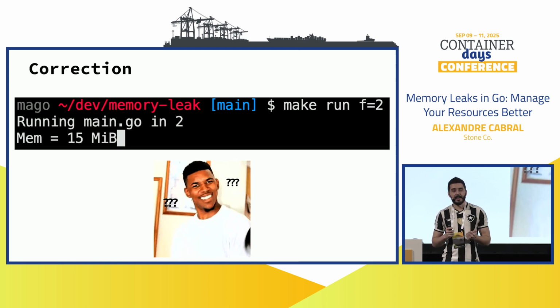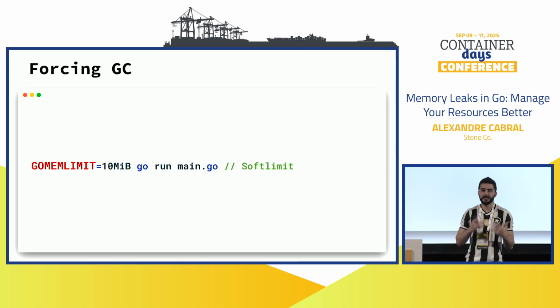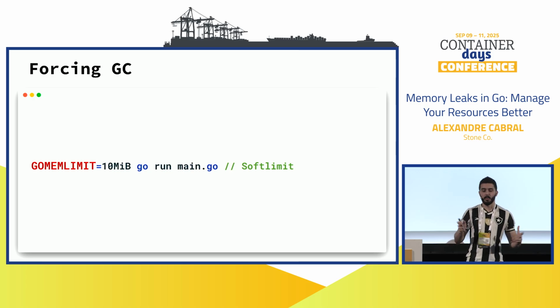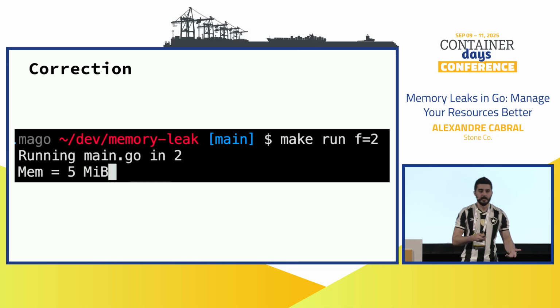But the problem here is actually that the garbage collector didn't run because our memory didn't double. So the problem is not the code itself, and we can correct it easily using GOMEMLIMIT. This variable allows us to force the garbage collector to run when we reach a certain amount of memory. So it's not a hard limit. It's not something that will break our program, but it's a kind of tip for the garbage collector to try to keep our memory below this level, okay, 10 megabytes. And after running with this GOMEMLIMIT, we have 5 megabytes as I promised you.